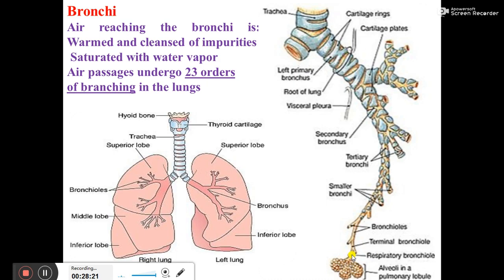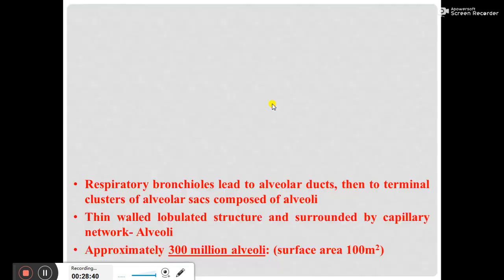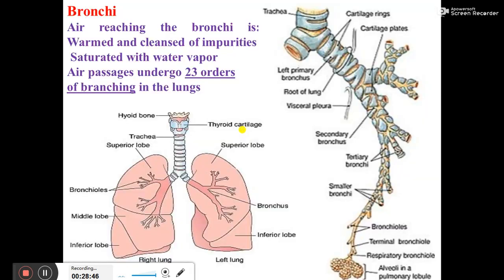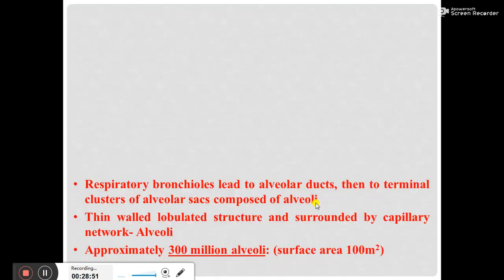The respiratory bronchiole leads to the alveoli, which is a grapes-like pouch, and where the actual mechanism of gaseous exchange takes place. So you can see the order of branching, and it is said that there are 23 orders of branching in the lungs. So moving on, these are the bronchioles, which is the last part here.